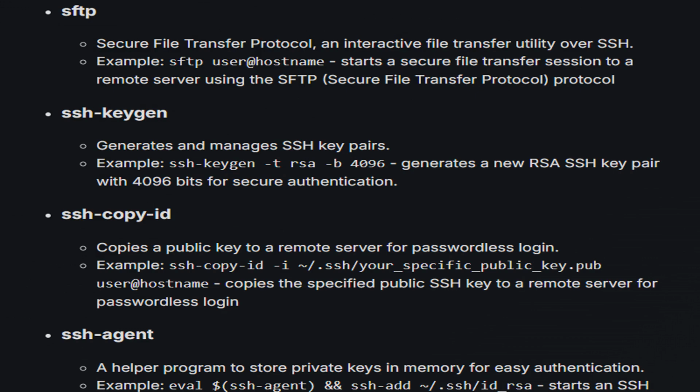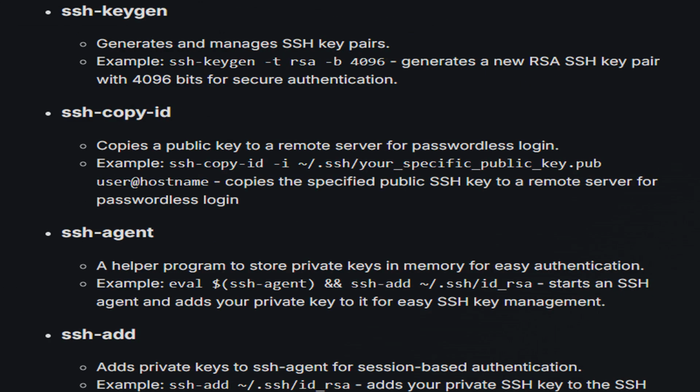SFTP, or Secure File Transfer Protocol, is an interactive utility used for secure file transfers over SSH. To initiate a secure file transfer session to a remote server, you can use the command sftp user@hostname. The text discusses the ssh-keygen command, which is used to generate and manage SSH key pairs. It specifically mentions the command ssh-keygen -t rsa -b 4096, which creates a new RSA SSH key pair with a 4096-bit key size for enhanced security and authentication.